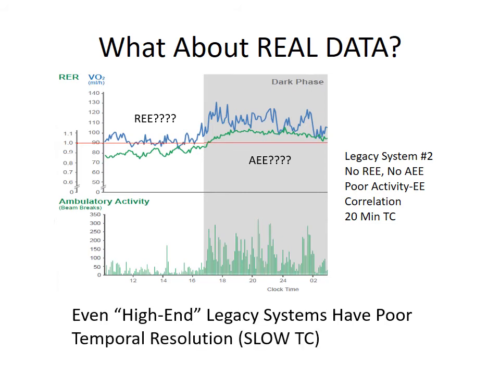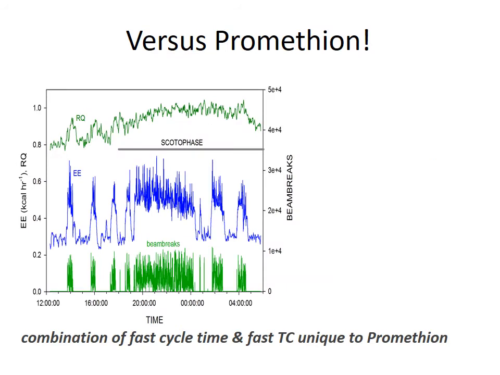Now that we have shown that the high-end legacy systems, both mathematically modeled and in real life, have poor temporal resolution, let's look at Promethion. This is what a typical Promethion metabolic record looks like. And as you can see, it looks completely different. Notice the very, very good correlation between activity in green and metabolic rate in blue. So we have excellent resolution of resting energy expenditure.